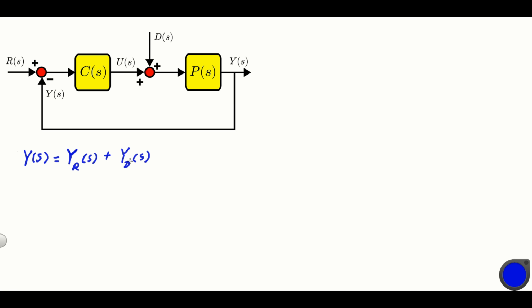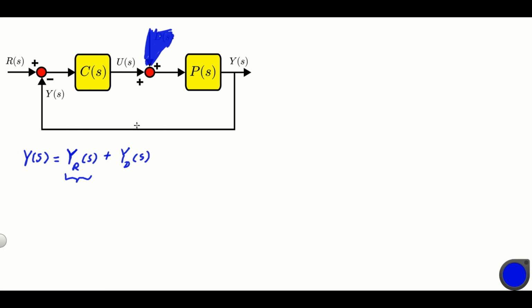Let's explain y_r and y_d. First of all, let's focus on y_r. The superposition principle computes y_r like this. It assumes that d of s is equal to 0. That is, it's not affecting our system. Then we derive the output as a function of r of s, and that's basically y_r.